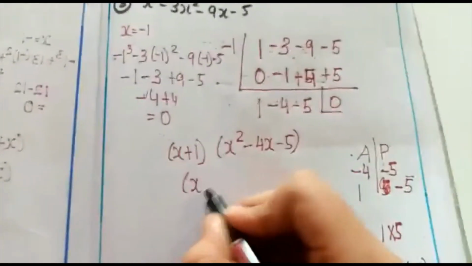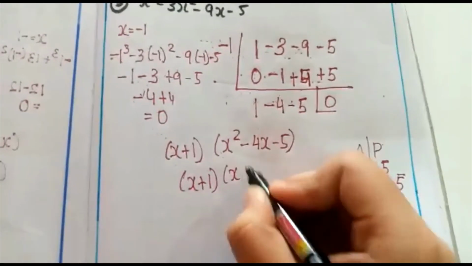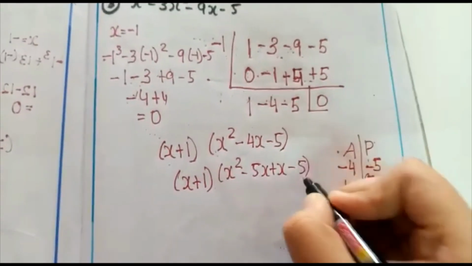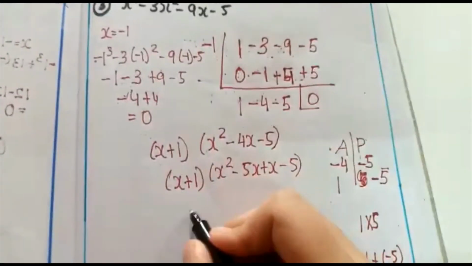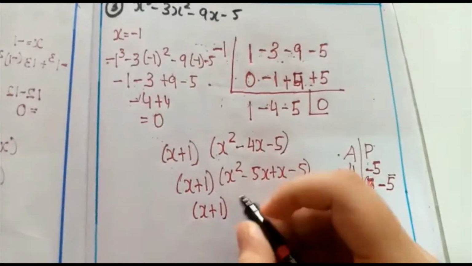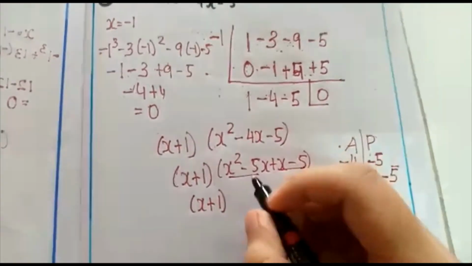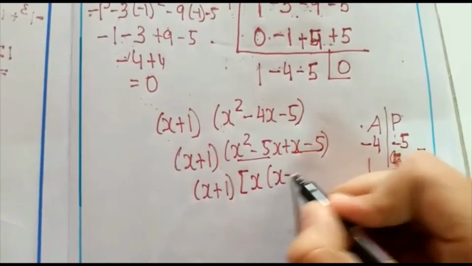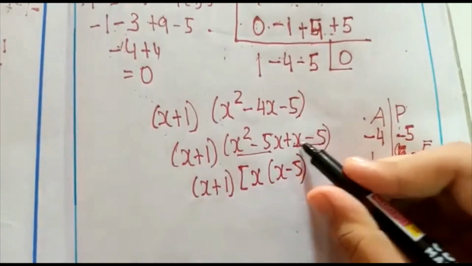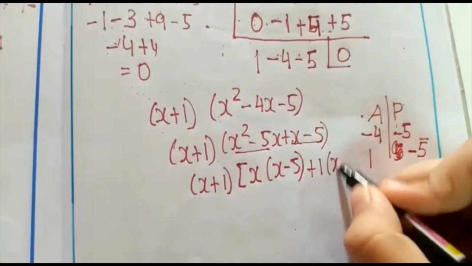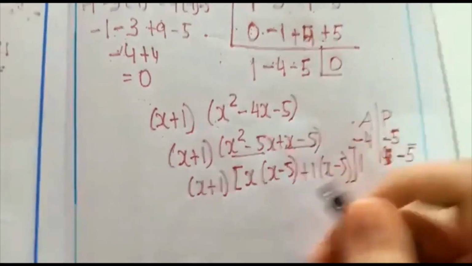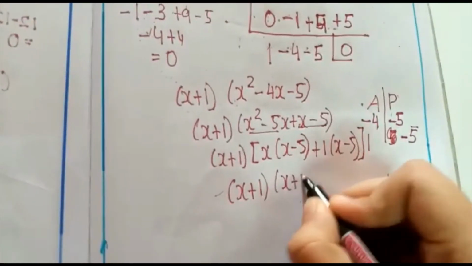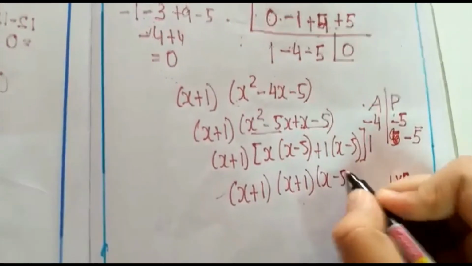So x plus 1, x square minus 5x plus x minus 5. Just see, minus plus minus, so minus 4x. X plus 1, grouping this. So what's common here? X is common here, left over x minus 5, the sign. Here there's nothing, so 1 into x minus 5. So the factors are x plus 1, x plus 1, x minus 5 is common, so once we write x minus 5.